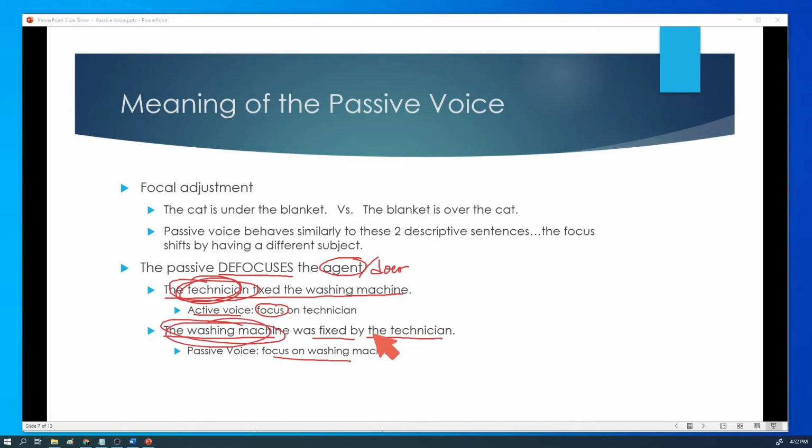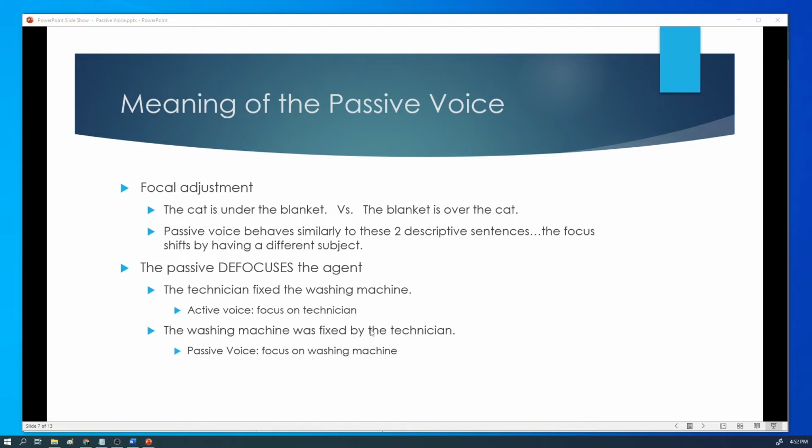And actually, I can just erase this, and this is a correct sentence. The washing machine was fixed, period. And I don't have to mention who did it. This way, the listener or the reader can just assume or guess from the situation who did the work.